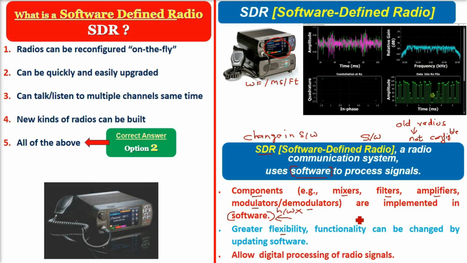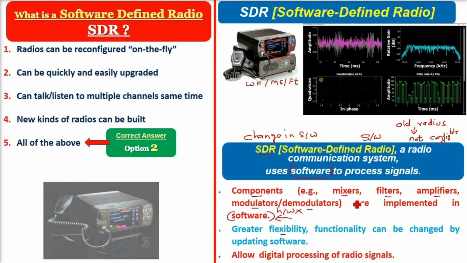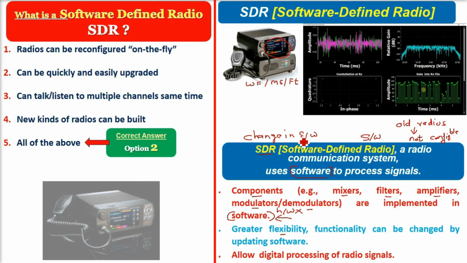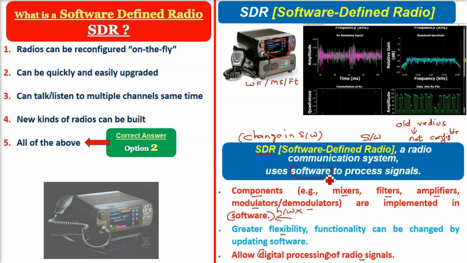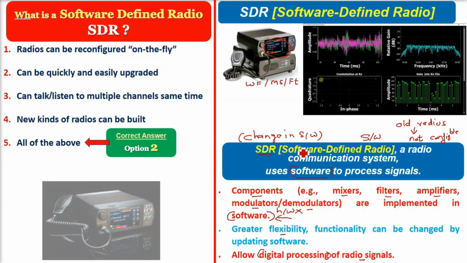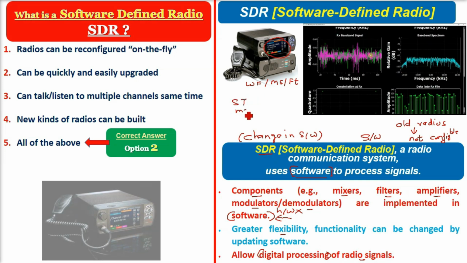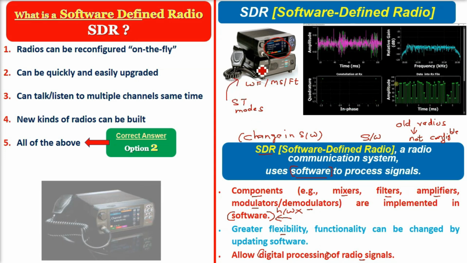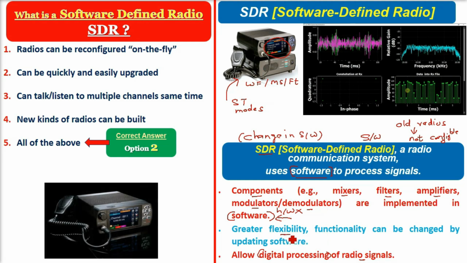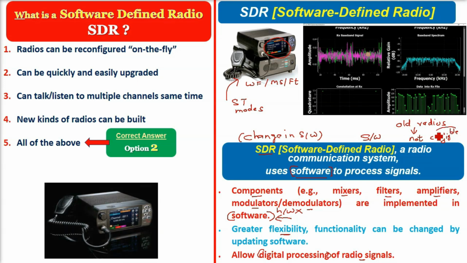So SDR replaces traditional radio hardware components with software, allowing for digital processing of radio signals. This technology, SDR, enables the implementation of various radio modes and signaling technologies using the same hardware. That is, the signaling technologies and modes can also be implemented using the same hardware, thus offering flexibility and quick reconfiguration capabilities.